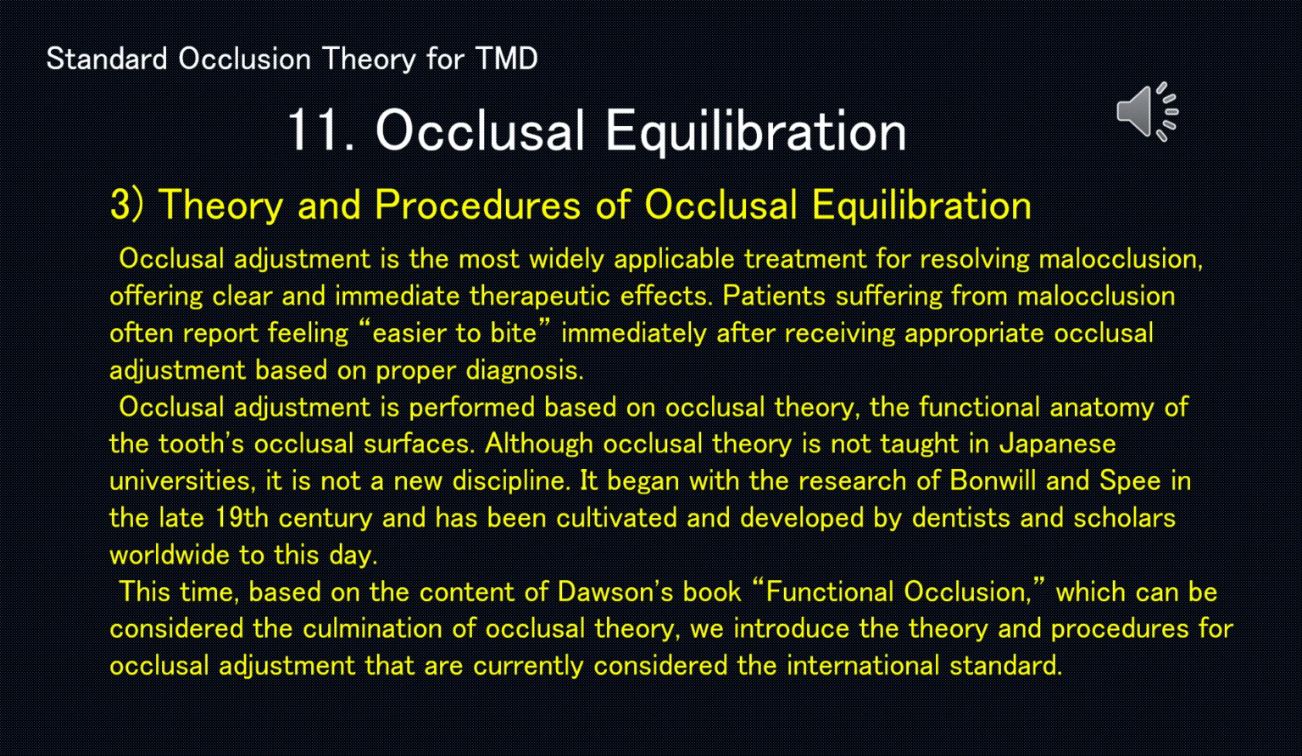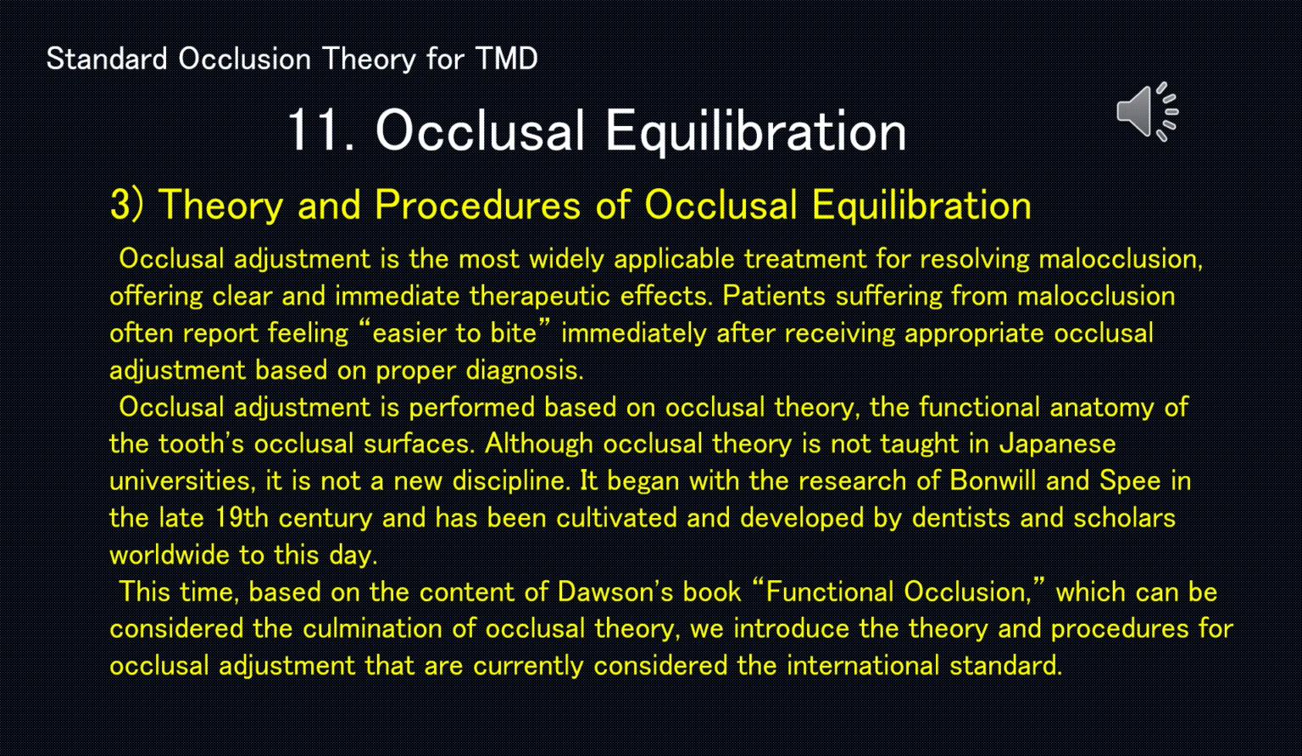3. Theory and procedures of occlusal equilibration. Occlusal adjustment is the most widely applicable treatment for resolving malocclusion, offering clear and immediate therapeutic effects. Patients suffering from malocclusion often report feeling easier to bite immediately after receiving appropriate occlusal adjustment based on proper diagnosis. Occlusal adjustment is performed based on occlusal theory, the functional anatomy of the tooth's occlusal surfaces.